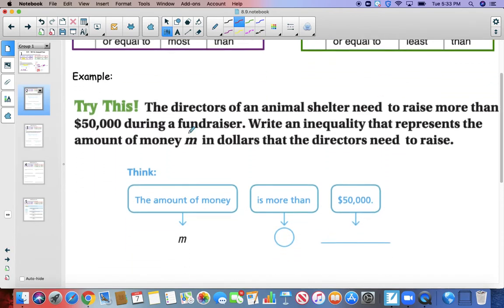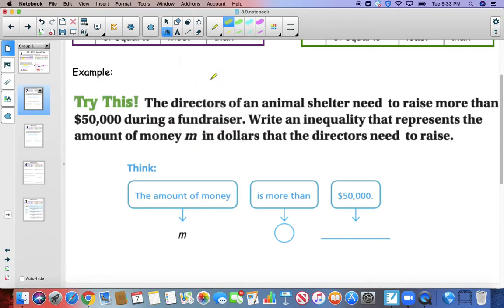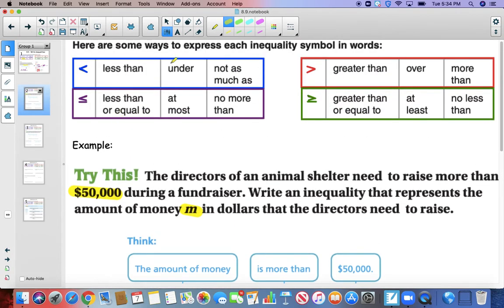Try this. The director, let me get the highlighter. The directors of an animal shelter need to raise more than $50,000 during a fundraiser. They want to get more than that. So we're going to write an inequality that represents the amount of money in dollars. So we want to use M that the directors need to raise. So we need to use M. We need to use the dollar amount, which is $50,000. But now I want to make sure I'm looking at these keywords up top and finding some down here. And I see more than.